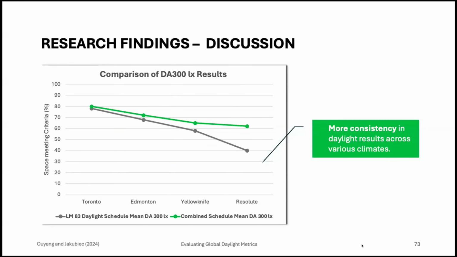When using this new combined schedule, we find that it eliminates dark hours from occupancy periods, resulting in more consistent DA300 results across Toronto, Edmonton, Yellowknife, and Resolute. This approach demonstrates the potential for fair and effective daylighting across various climates.